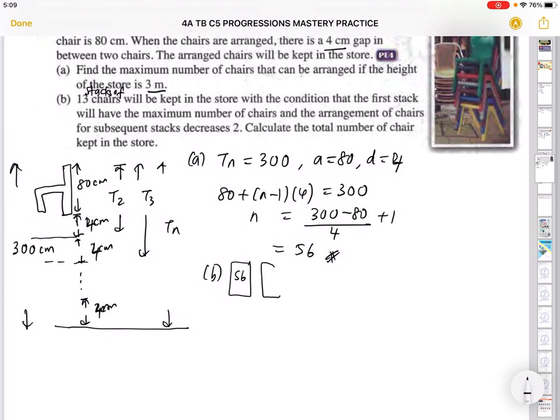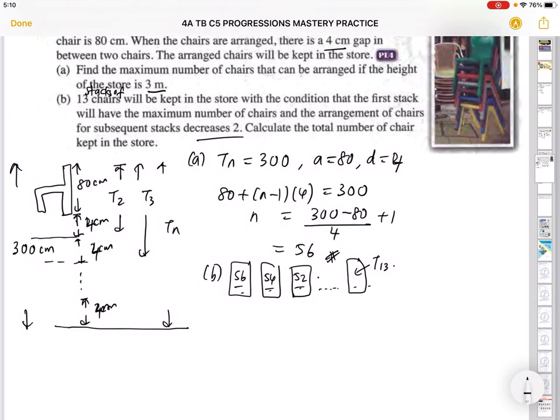Now, then they say the arrangement of subsequent stack decreases by 2. So the next one is 54, decreases by 2 chairs, 52, all the way, correct? So, and until this is D13. Am I right? So remember part A, we're talking about how many chairs. The arithmetic progression is the number of chairs per stack. How many chairs per stack? This is we're finding the total of all the chairs. The first stack has 56, second one 54, next one 52, because they decrease by 2.